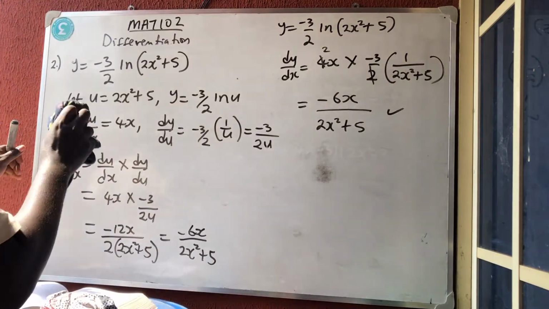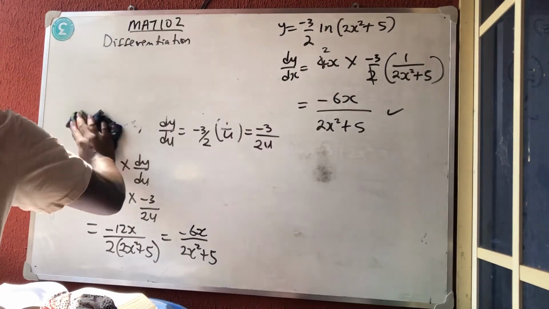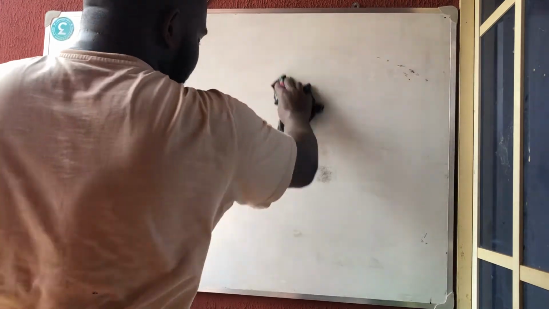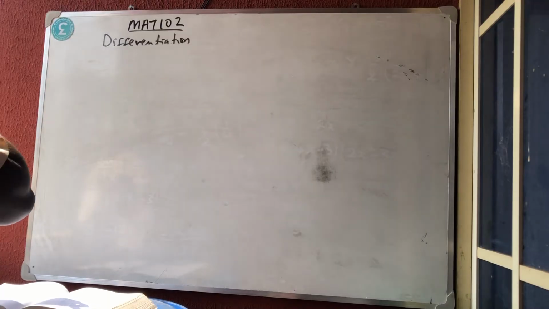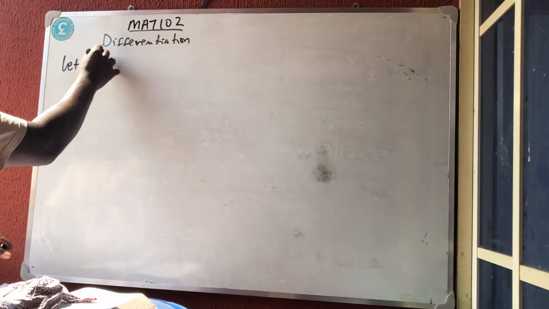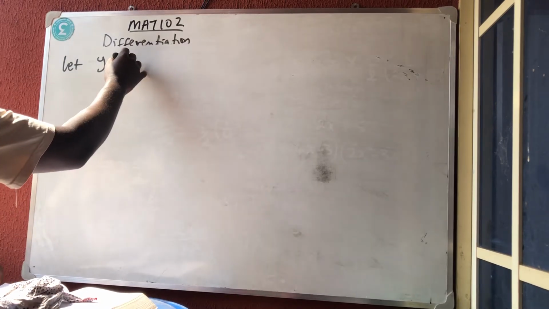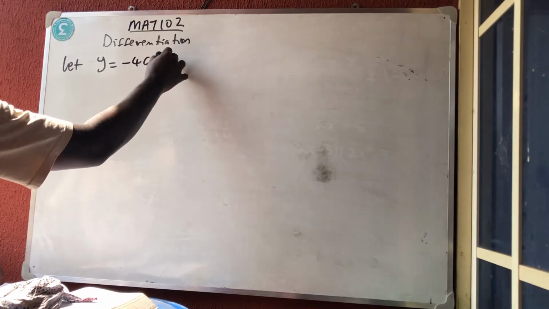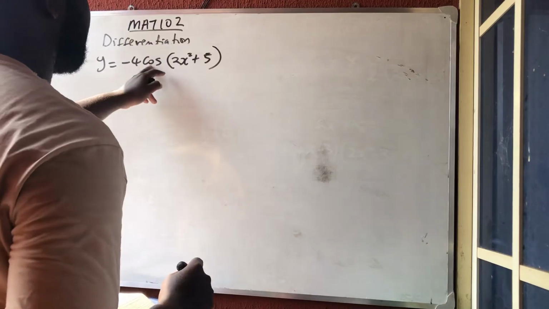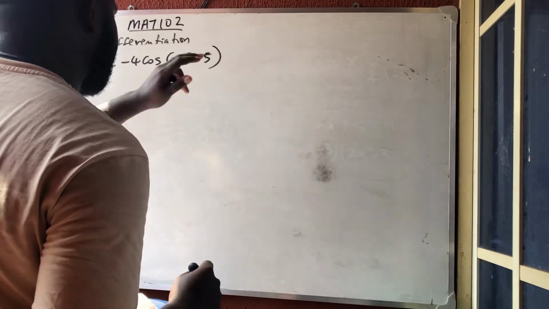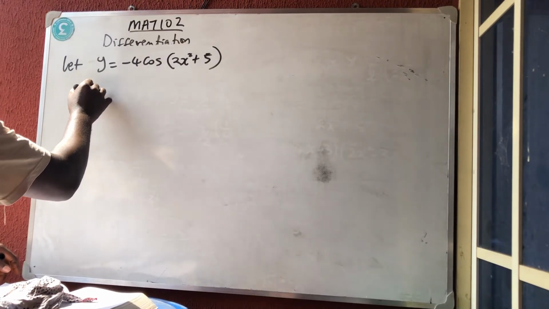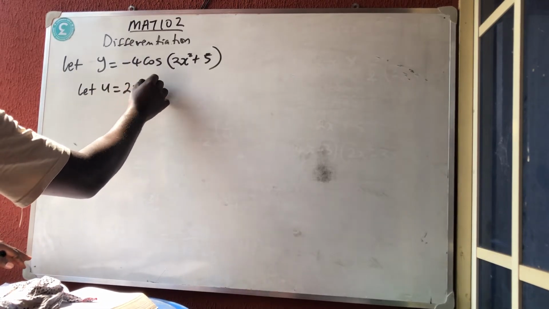So don't forget that the shortcut to chain rule is what? Differentiate the bracket, differentiate everything. So we have done polynomial, done exponential, done logarithm. So let's go to trigonometry. For trigonometry, if I had said that let y be equal to minus 4 cos 2x squared plus 5. Okay, now the normal is always cos x. So since it's cos of something, I will not say that one is the bracket. So I'll say let u be that 2x squared plus 5.